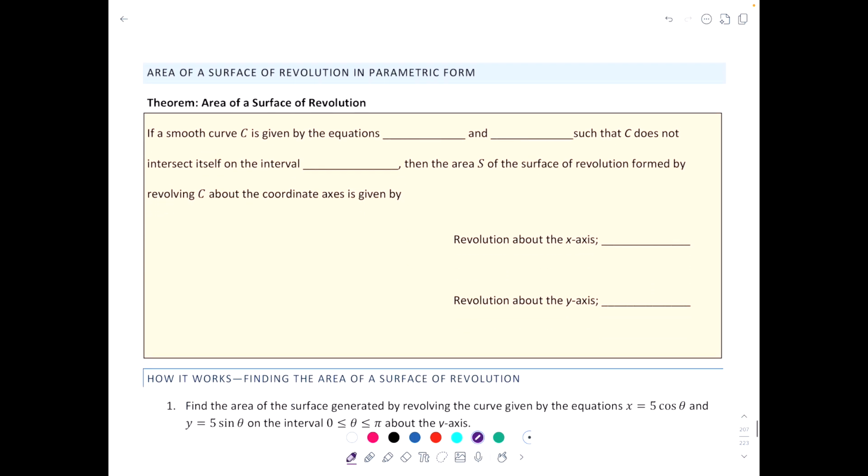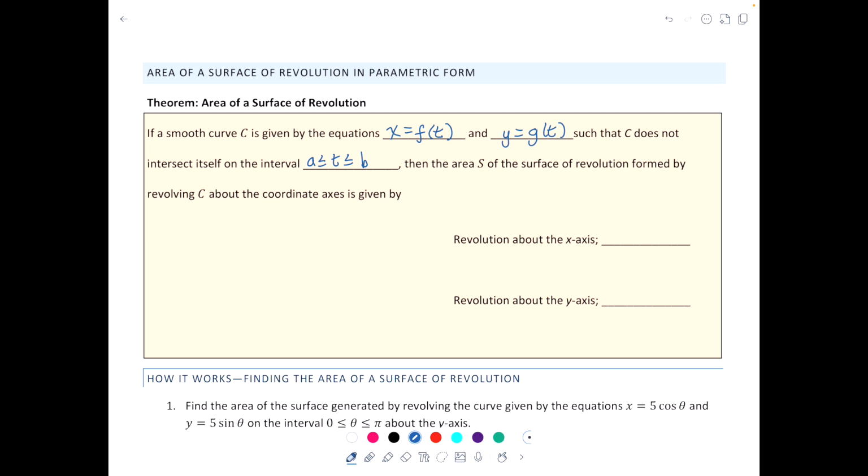All right, now we go to the area of a surface of revolution. So if a smooth curve C is given by the equations x equals f of t and y equals g of t, such that C does not intersect itself on the interval a less than or equal to t less than or equal to b, then the area S of the surface of revolution formed by revolving C about the coordinate axes is given by.